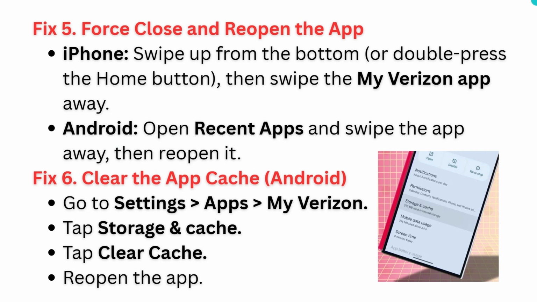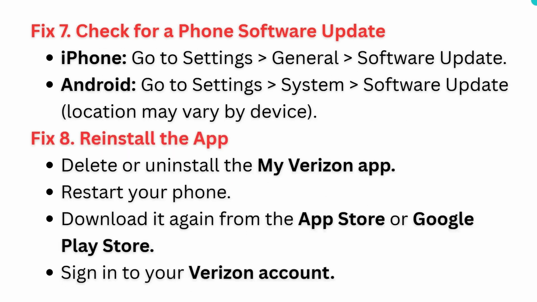Fix 6, clear the app cache for Android. Just go to settings, apps, and then go to My Verizon, tap storage and cache, tap on clear cache and reopen the app.